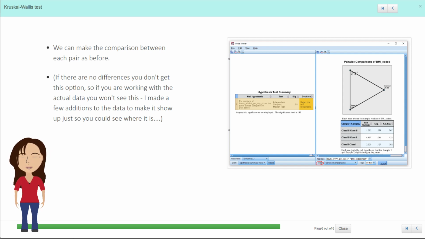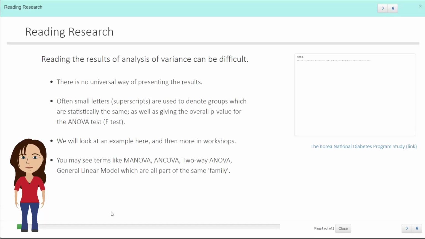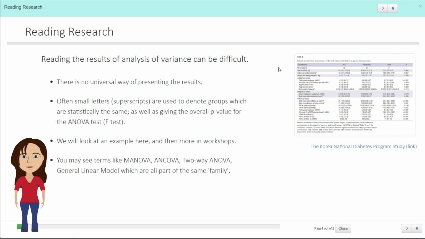So the very last thing that I wanted to look at is how this is presented in research. I've got a table here as an example, but there's no universal way of presenting these results, and you do have to be a little bit careful to read the description to see what they've done. And there's a link there to the Korea National Diabetes Program study where I got this table from.